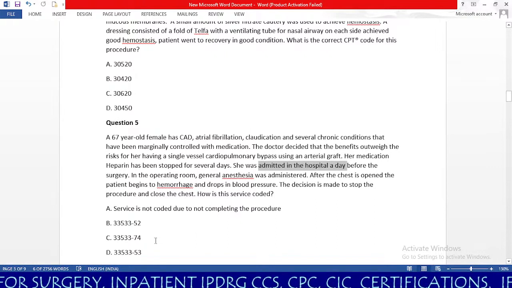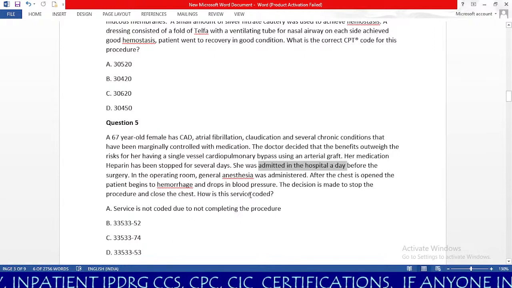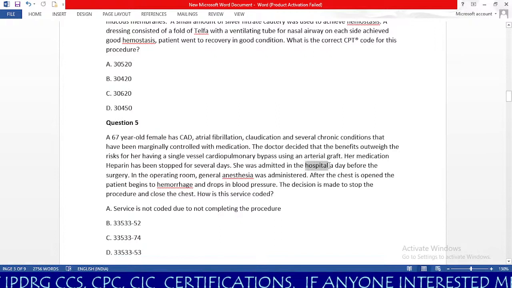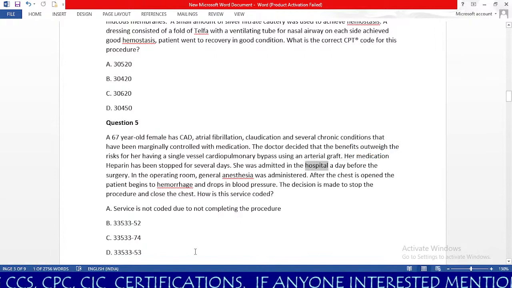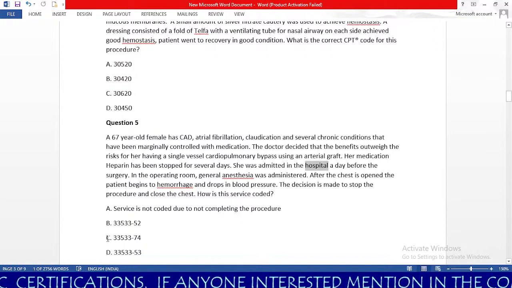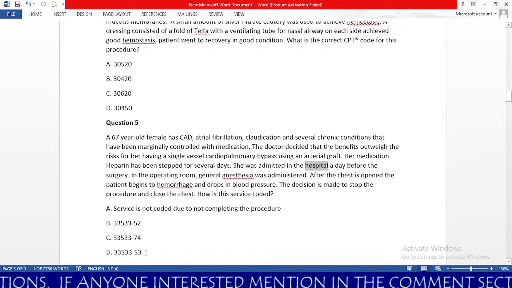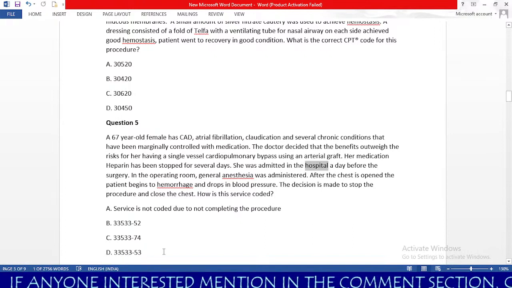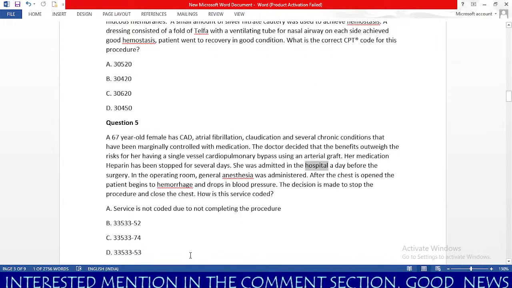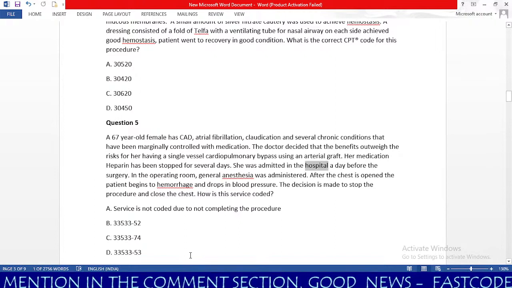The 74 modifier is for ambulatory surgery coding. Here the procedure was performed in the hospital, and a hospital is not an ambulatory surgery center. So we will eliminate option C. We are left with D, 53, which is the correct answer, as this procedure is performed in the hospital. 53 means the procedure has been discontinued after the anesthesia.